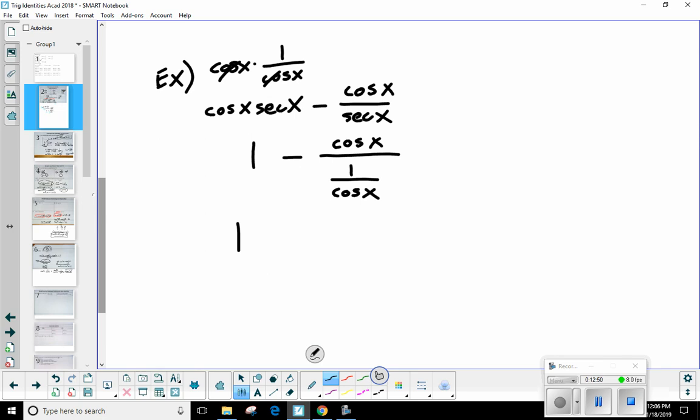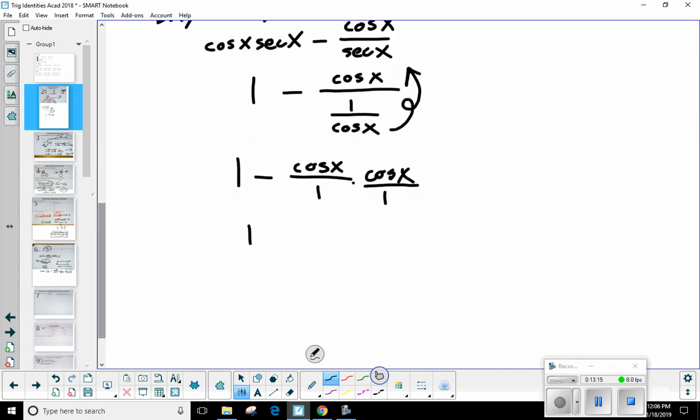So I've still got this one here, minus. So the cosine on top, I'm going to go ahead and put over 1 because we're about to multiply it by another fraction. So this one here, I'm going to multiply by cosine over 1 because that's the reciprocal of 1 over cosine, right? Well, now multiply those together. What is cosine times cosine? That's cosine squared. And now we have 1 minus cosine squared of x.